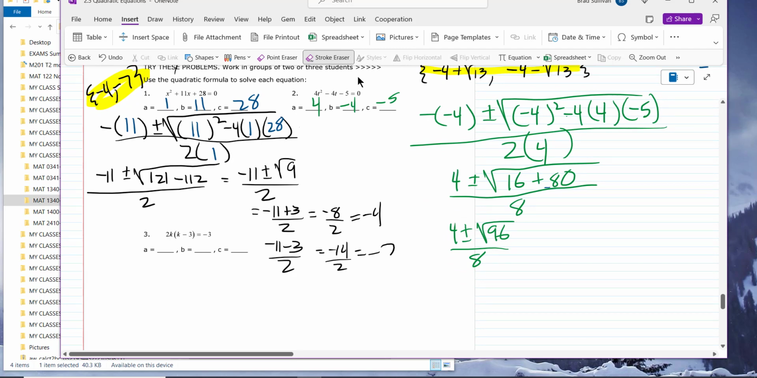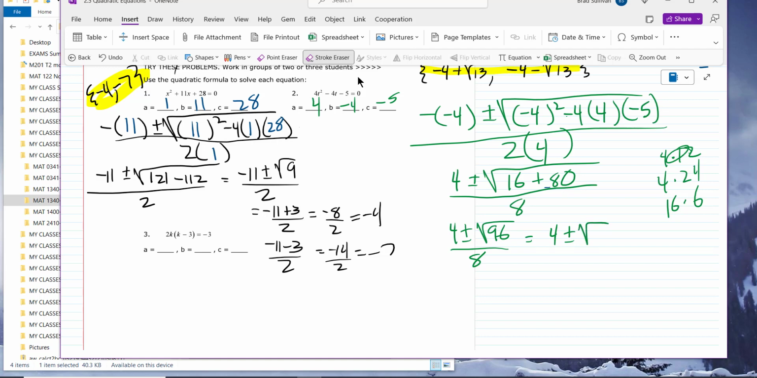Okay, you would find on this problem that 4 times 24 is 96. But there's a better choice. There's 16 times 6. You always want to go with the biggest perfect square factor, okay? So this one you would write as 4 plus or minus the square root of 16 times the square root of 6 over 8. Now that comes out of the radical, so you get 4 plus or minus 4 root 6 over 8, like that.